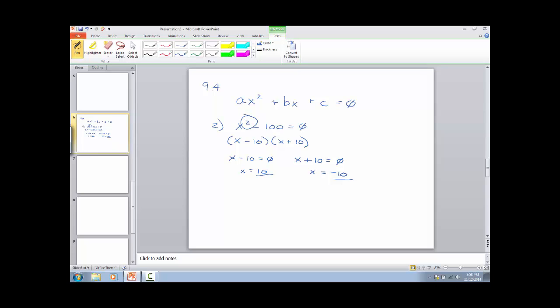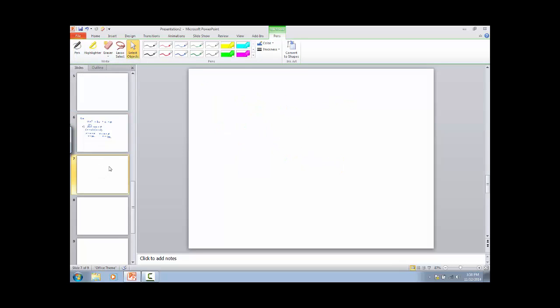Okay. Let's try another one. This is number 8, and the equation is x squared plus 2x minus 15 equals 0.